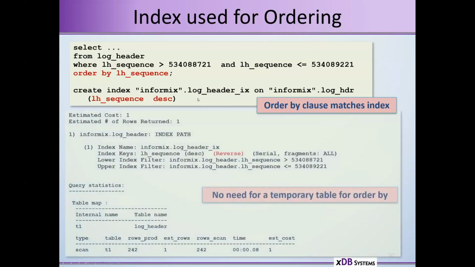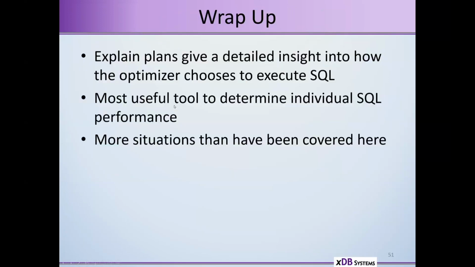So when I look at the query plan, there's no mention of temp table required for order by. I see the index being used, and I see that the index is read backwards. So it's a descending index, but by reading it in the reverse order, I will get the columns in the order that's requested. This order by LH sequence, which is ascending. So that's pretty cool.